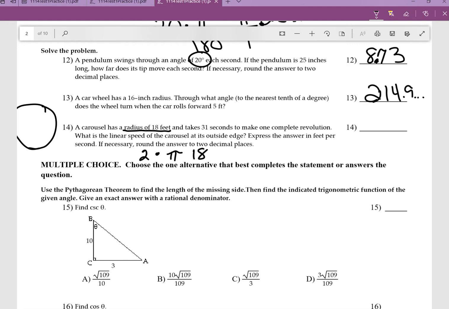Okay, so when I do this part, I get approximately 113.04. And we're going to essentially divide this by 31 seconds. Let's divide by 31. You get approximately 3.646. I'm going to round it to 3.65. And again, remember this is in feet per second, so we're looking at 2 decimals.